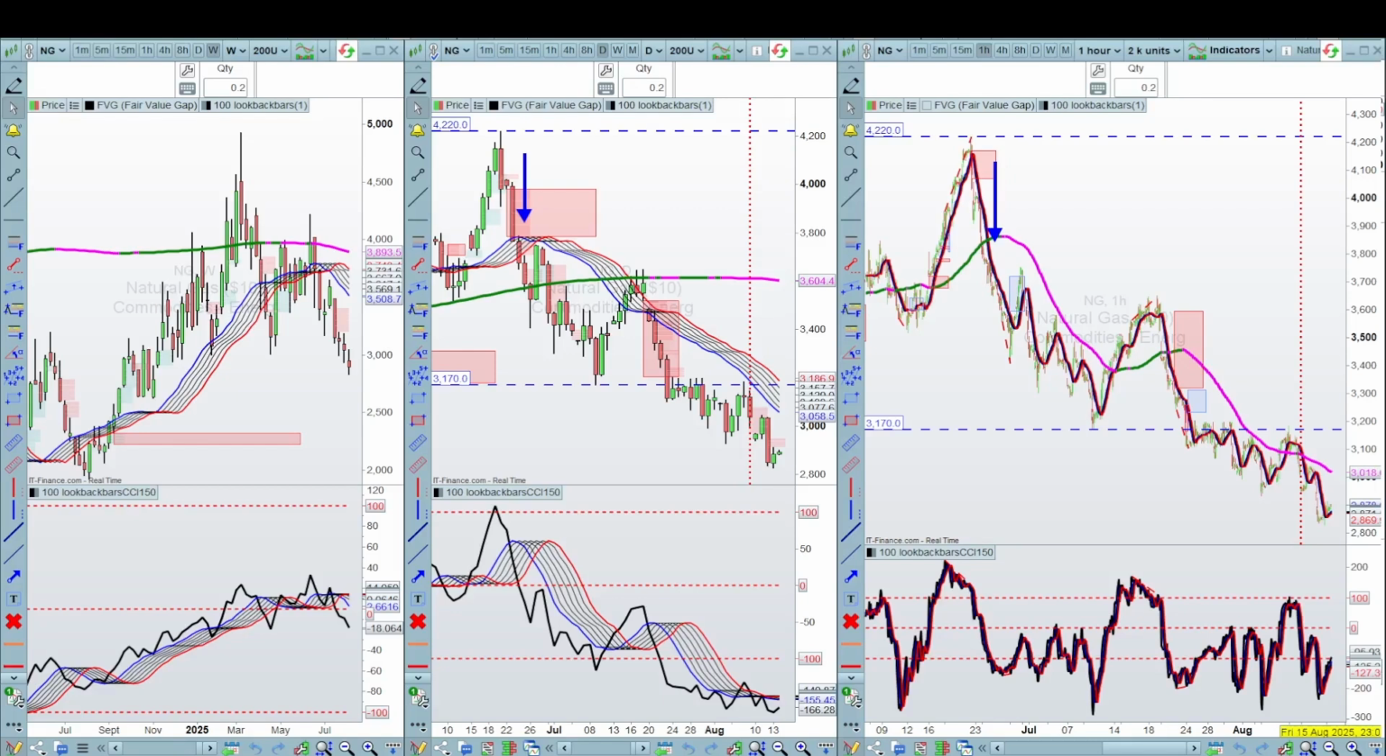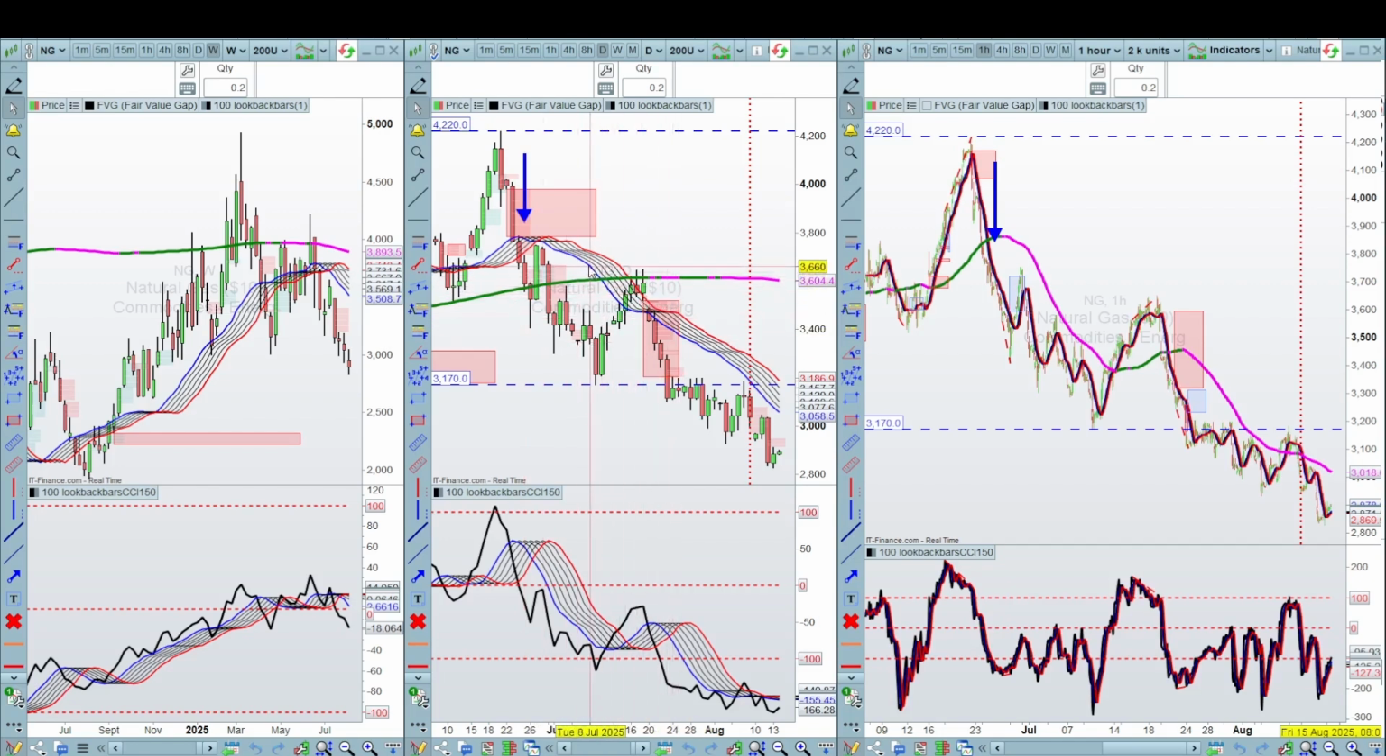Okay, let's look first off at the natural gas price. We'll look at the long-term trends, the weekly, the daily and the hourly. Assuming we're trading on the hourly price chart, we look at the direction of the daily trend. You can see here I've marked an arrow. You would have started going short predominantly during that period of a downtrend.